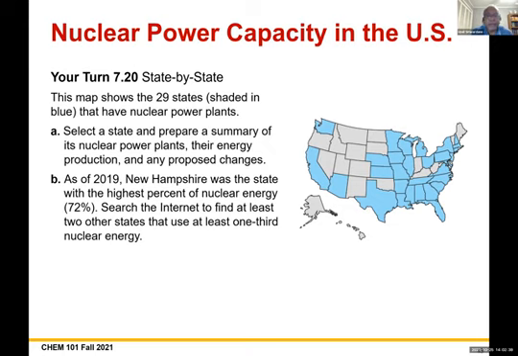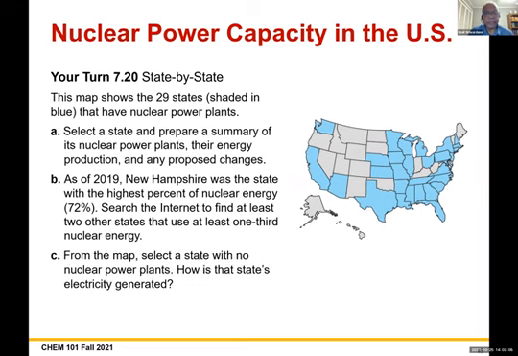As of 2009, New Hampshire was the state with the highest percent of nuclear power. 72% comes from nuclear power. Search the internet to find more states that use more nuclear power. From the map selected, look at a state with no electrical power plants.